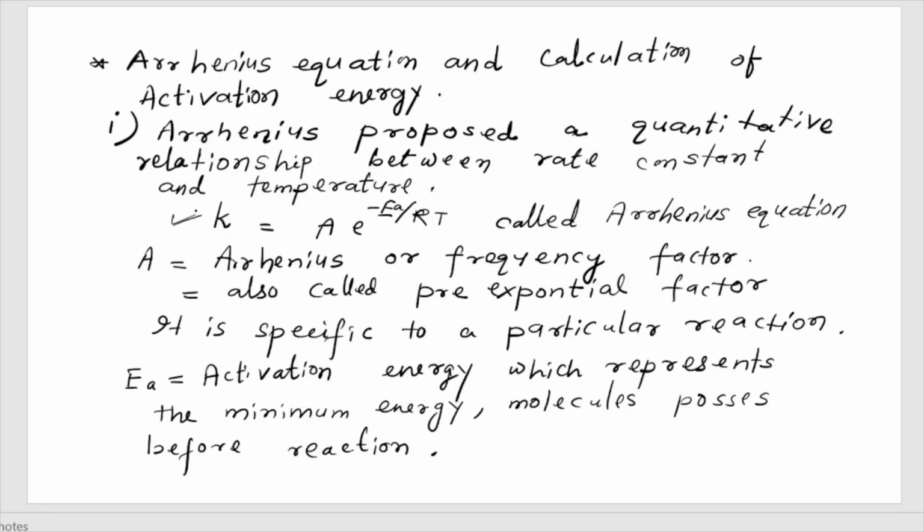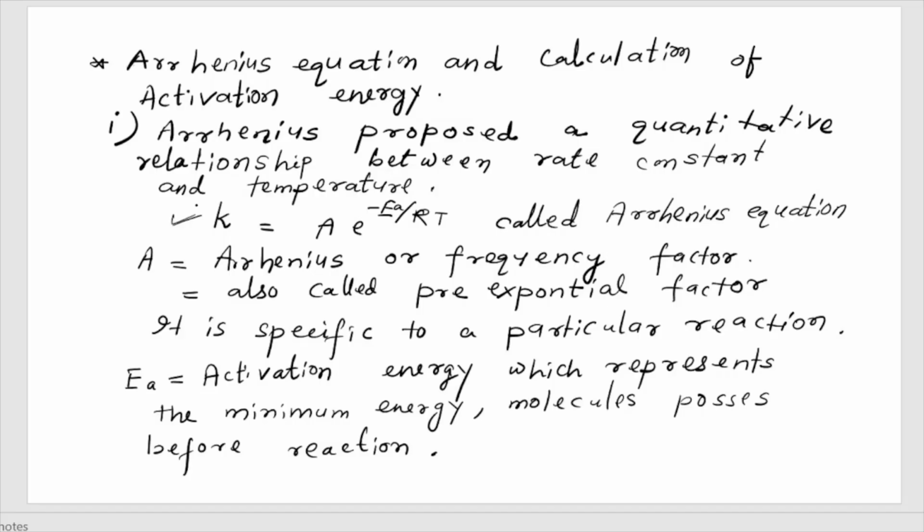K equals A e to the power minus EA by RT. This is very important. This is called the Arrhenius equation, because Arrhenius produced this equation. A is called the Arrhenius or frequency factor, also called the pre-exponential factor. Remember, in the Arrhenius equation, what are the values of A, EA, R and T?